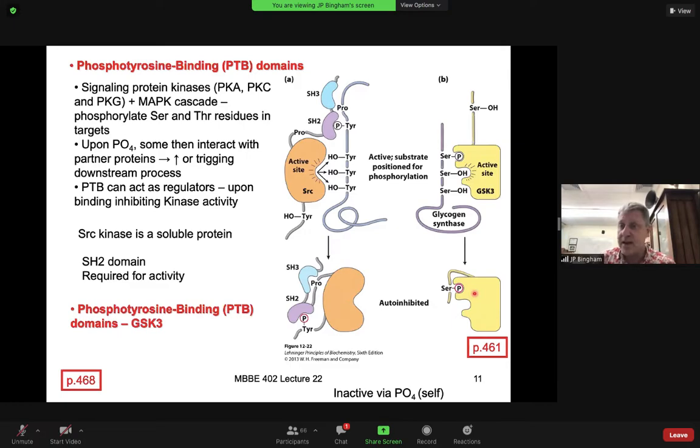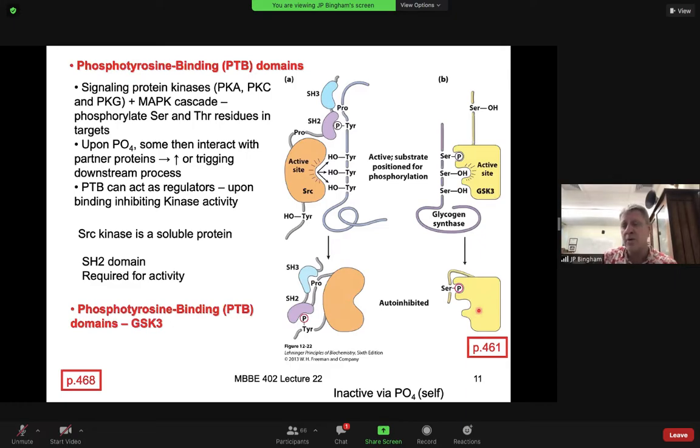autoinhibition. Again, dephosphorylation of this serine, or self-dephosphorylation of this serine, will allow this active serine to become hydroxylated and cause the reactivation of the enzyme. So again, these phosphotyrosine binding domains give a high level of self and autoregulation.